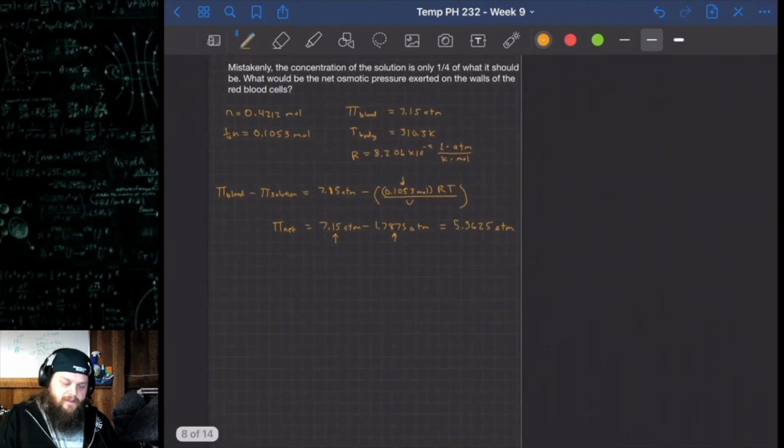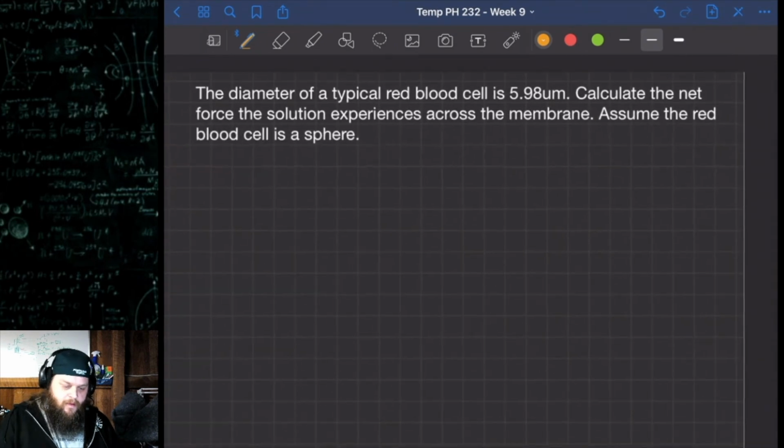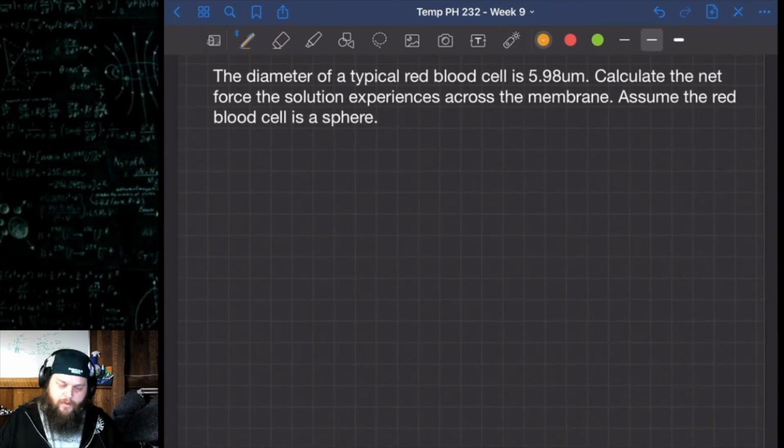Let's look at the next problem. Here they say the diameter of a typical red blood cell is 5.98 micrometers. That's 10 to the negative 6. We want to calculate the net force that the solution experiences across the membrane, assuming that the red blood cell is a sphere. So we're simplifying the solution. I've always seen blood cells depicted as kind of a weird torus or disc with those round edges, but we're going to simplify it, call it a sphere. Makes it a lot easier to calculate.